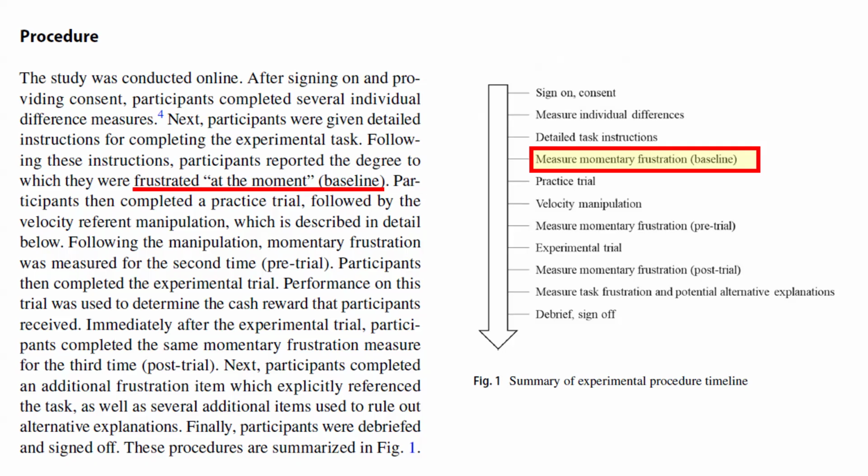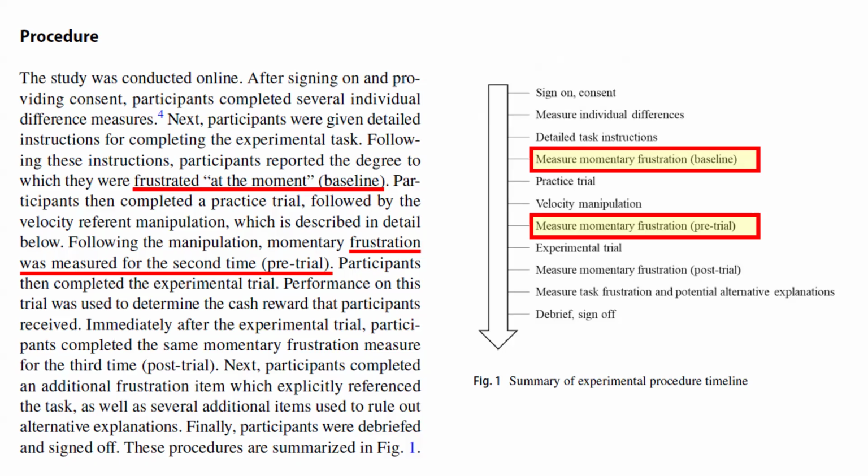So after we manipulate velocity, we measure frustration again. So this is immediately after it's manipulated, but before they begin the actual task that they're going to perform. So they know that their velocity has been changed, but they haven't performed the task yet. So this is the second measurement of frustration. Then they perform the task.